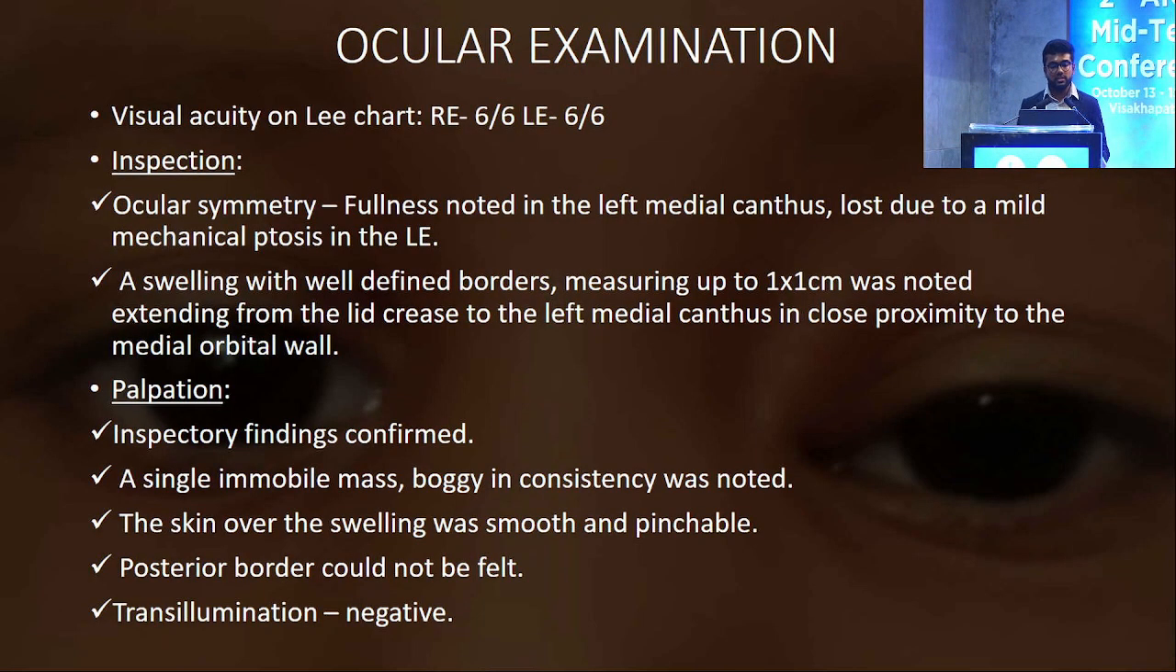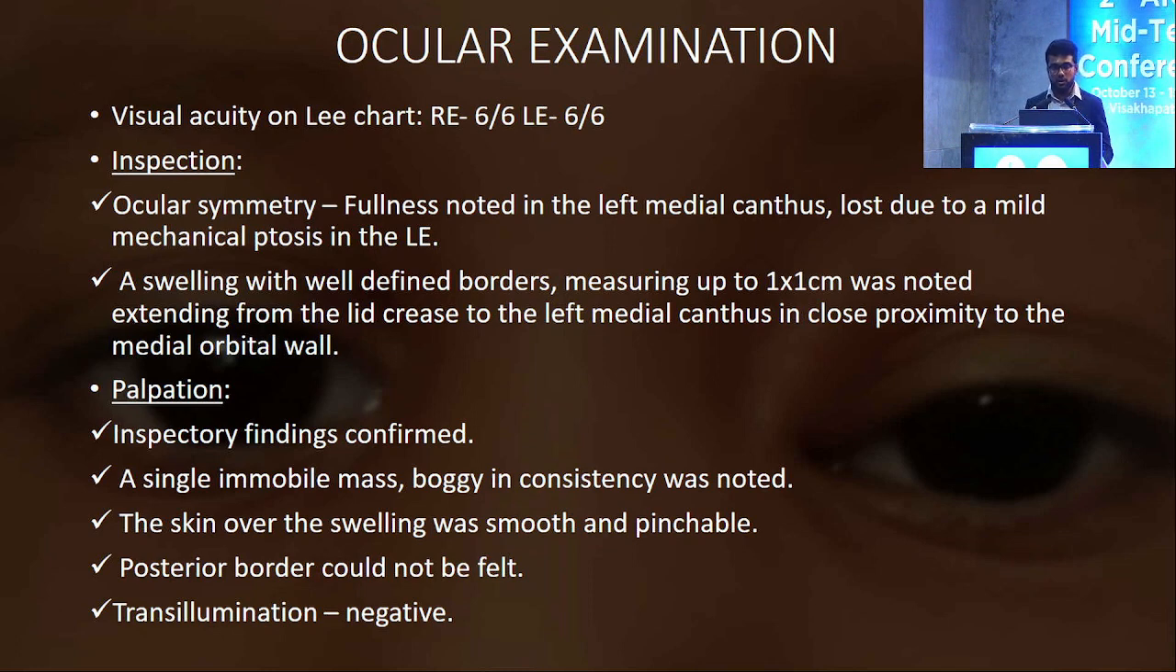On ocular examination, visual acuity was 6/6 in both eyes on Lea chart. On inspection, ocular symmetry was lost because of the fullness noted in the left medial canthus, and also mild mechanical ptosis in the left eye. A swelling with well-defined borders measuring up to 1 x 1 centimeter was noted extending from the lid crease to the left medial canthus, in close proximity to the medial orbital wall.